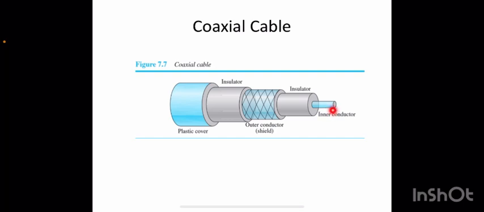We have the inner conductor here, and that is protected using an insulator. Again, the outer conductor is there, a metallic braid, and then an insulator, and again a plastic cover protecting the entire coaxial cable. This is how it is constructed, and that is why it has the capability of accommodating a high bandwidth.